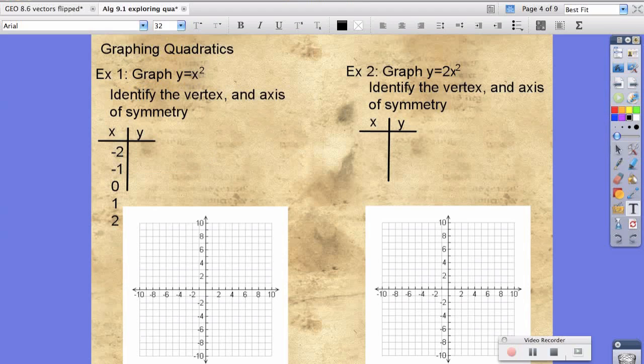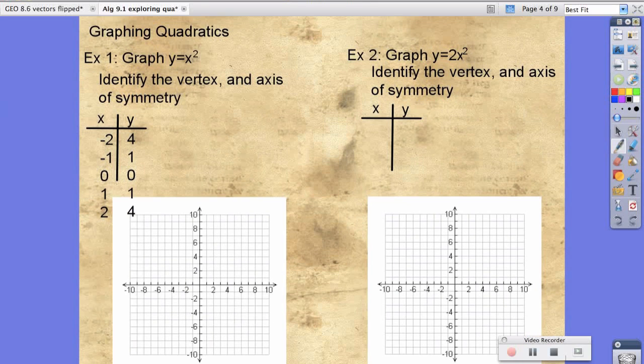So when we substitute -2 into x squared, it's -2 squared, which is 4. And then -1 squared is 1. 0 squared is 0, 1 squared is 1, 2 squared is 4. So we're going to go ahead and plot these points really quick. We have -2, 4, so to the left 2 and up 4. Then we have -1, 1, 0, 0, 1, 1, and 2, 4.